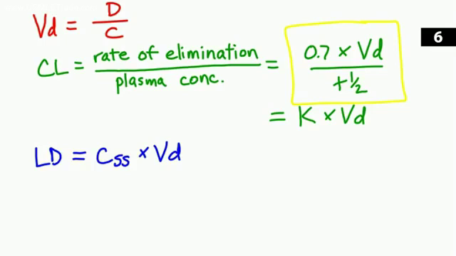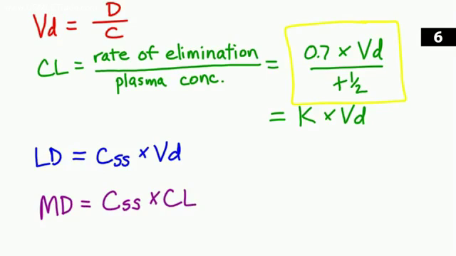So to determine the loading dose, you need to decide what your desired concentration is and then multiply it times the volume of distribution. Then the fourth equation is the equation for maintenance dose. Once you've got that drug up to that desired concentration, you have to keep giving a dose every day or every 8 hours or whatever it might be in order to maintain that steady state concentration.